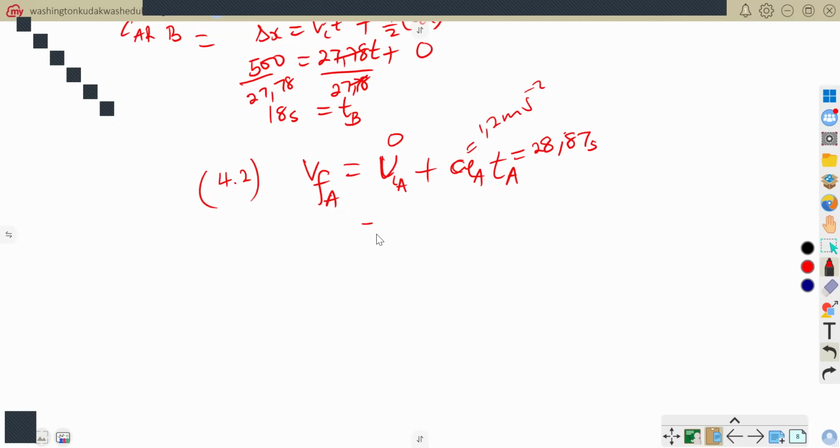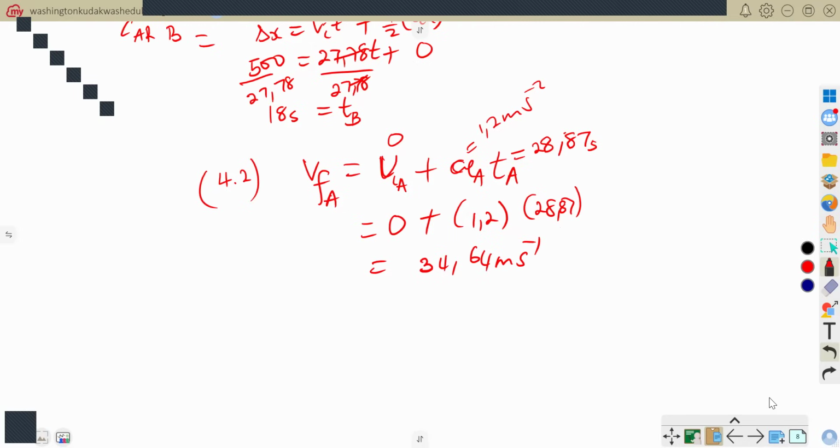So we can calculate our final velocity. This will be 0 plus our acceleration 1.2 times 28.87 seconds. This gives us a velocity of 34.64 meters per second. That is how you would have calculated the velocity for car A.